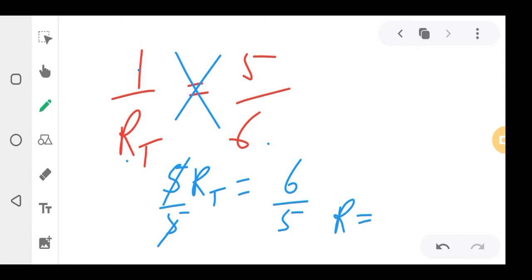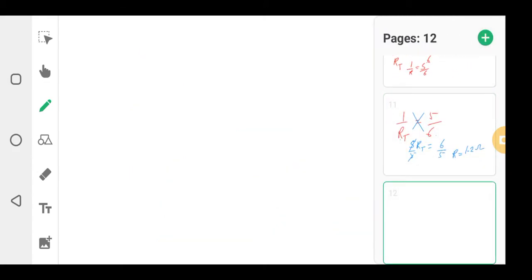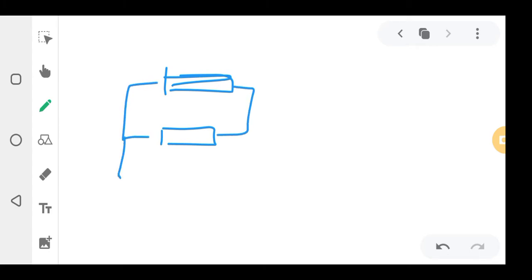So when you divide 6 by 5, what answer are you going to obtain? You are going to get 1.2. 1.2 what? Ohms. You see, that's how you do it. Okay, that's the answer. Sometimes they can bring for you 3 of them. They can bring one like this, another one like this, and then another resistor like this. There are 3. They can even bring 4.